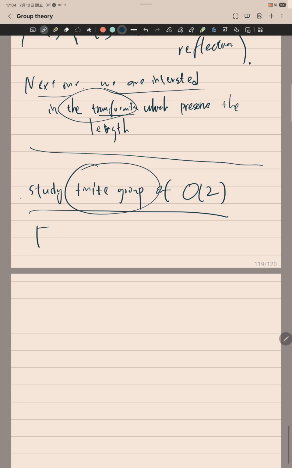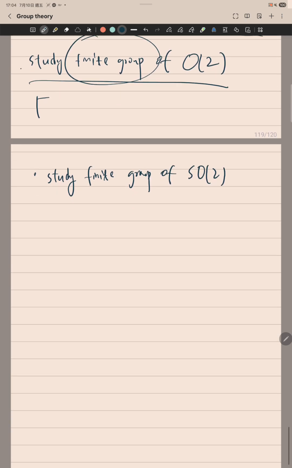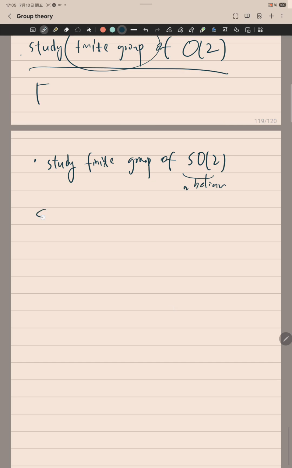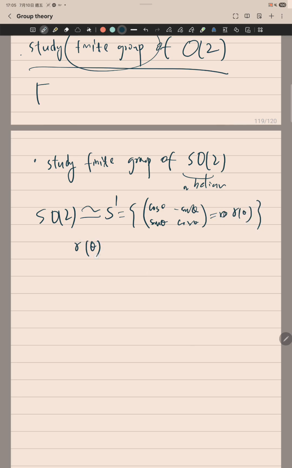Okay. So now, let's say that we study the simplest. We study the finite group of SO2 because SO2 is abelian, right? SO2 can be viewed as just a simple circle. So every element is basically a rotation matrix. Let's call this rho, basically R theta, and it's easy to prove that it's abelian. So we want to study the finite group of SO2.